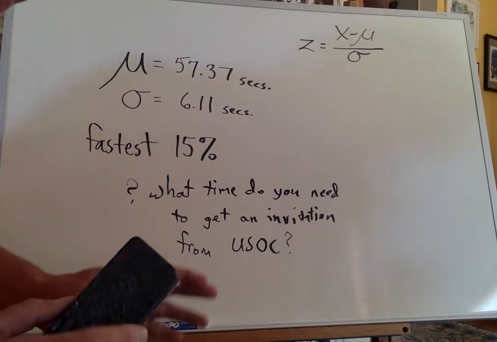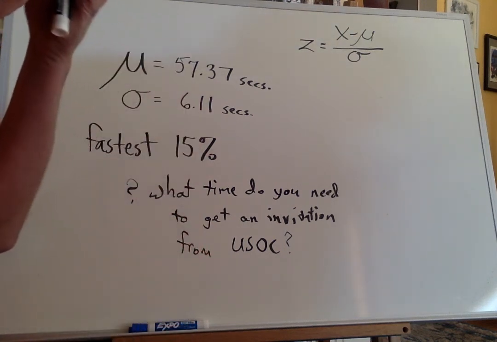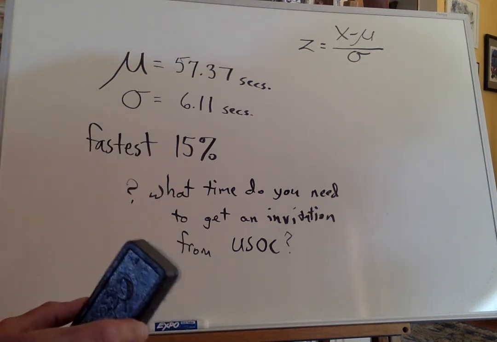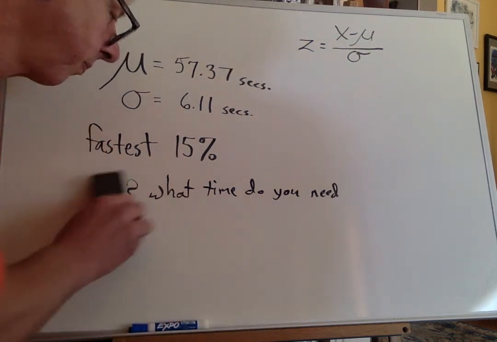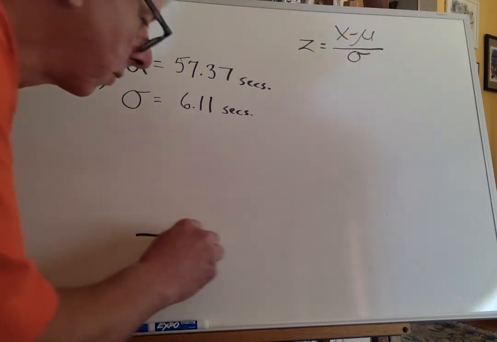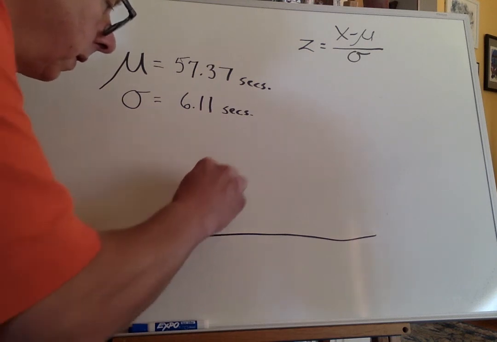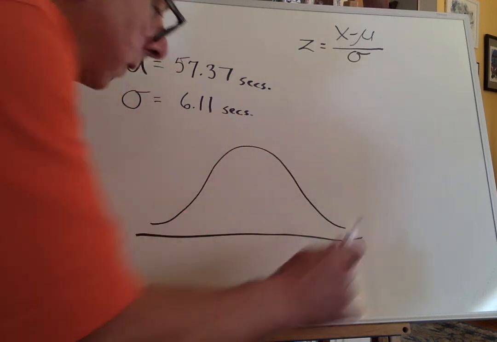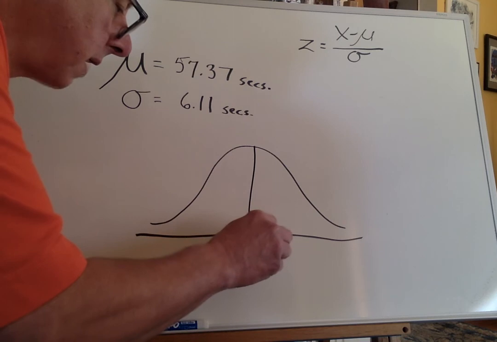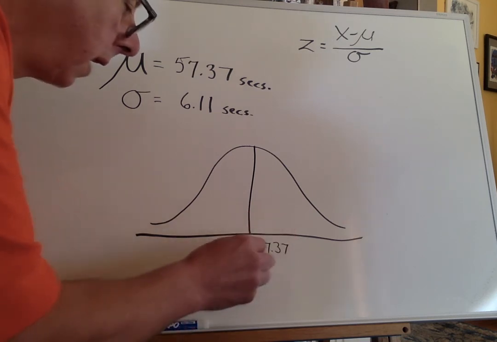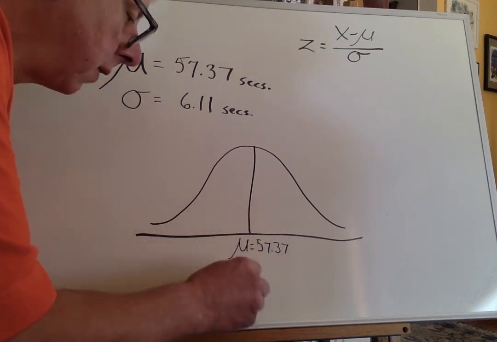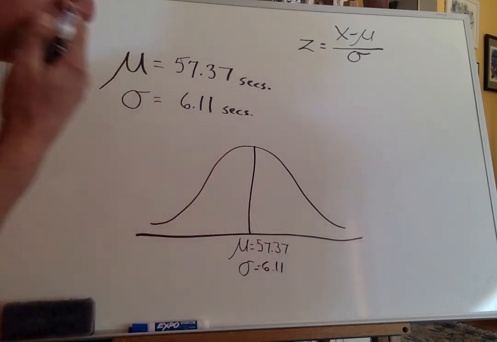Okay? In reality, they would probably use a cutoff that was smaller than 15%, but that's what we're going to do. Okay? So let's draw the curve to help us answer this question, and we'll assume normal distribution of the scores. So here we go, and here are the running times with an average of 57.37 and a standard deviation of 6.11 seconds.